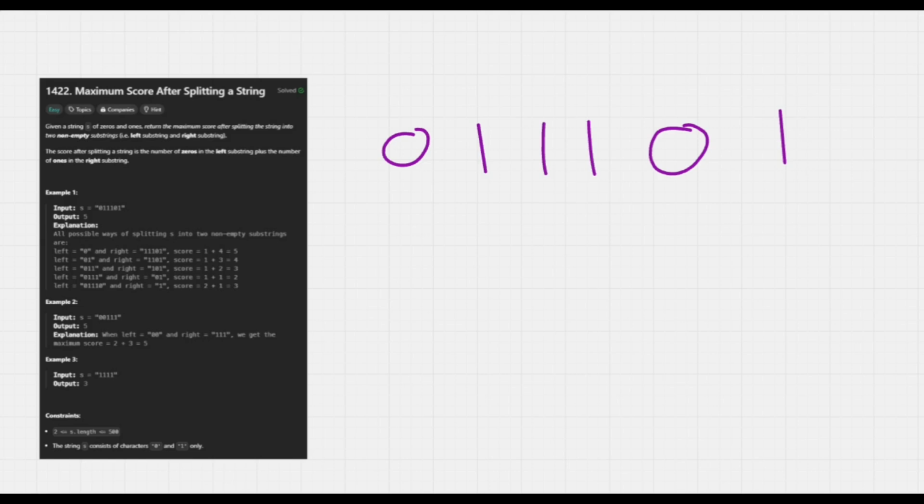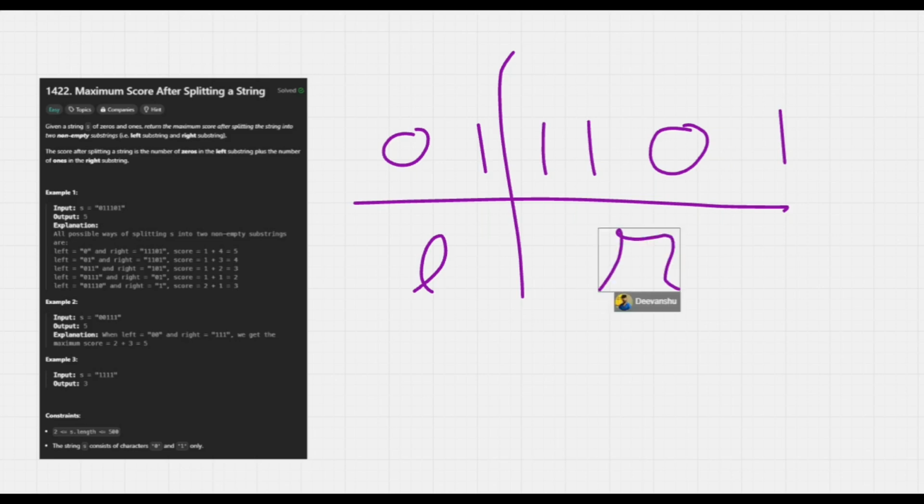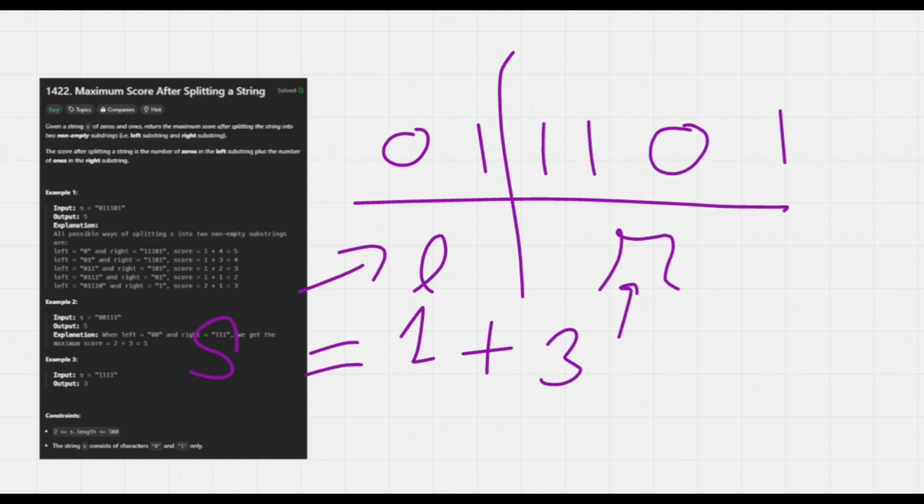In this problem we are given a string s of zeros and ones, and we have to return the maximum score. A score can be calculated by splitting this string into two non-empty substrings, a left substring and a right substring. Then the score is equal to the number of zeros on the left, which is 1 in this case, and the number of ones on the right, which is 3 in this case, and then the score will become 4. And according to the problem, we have to maximize the score.